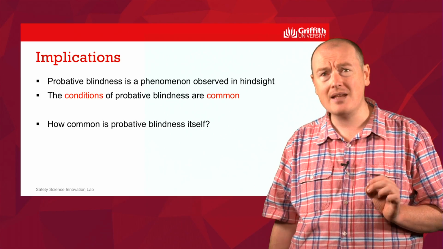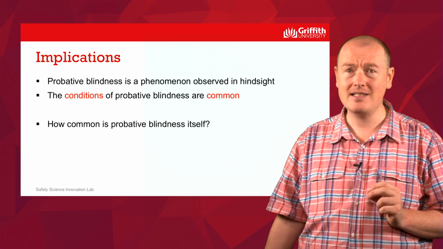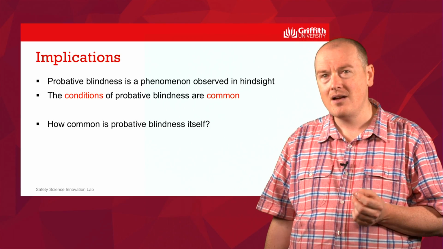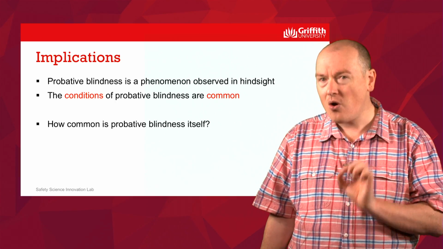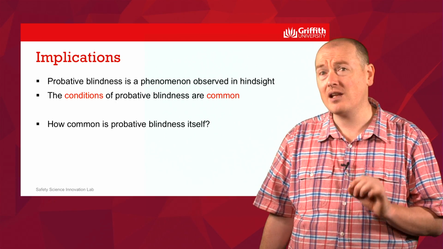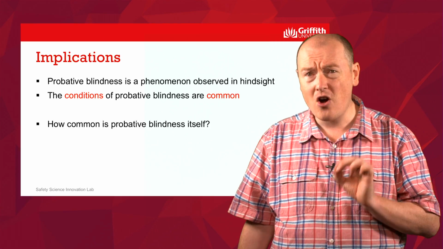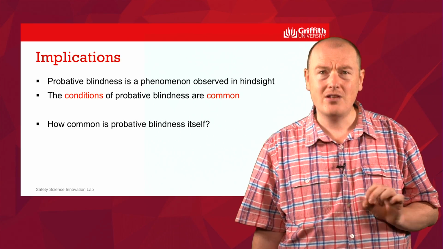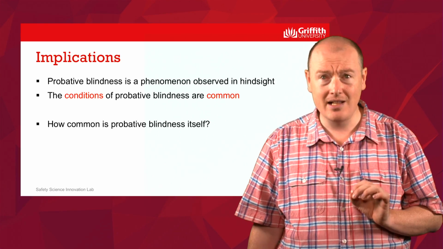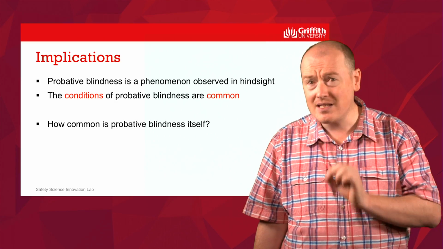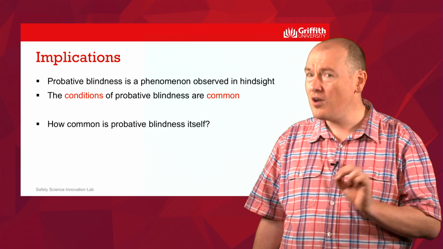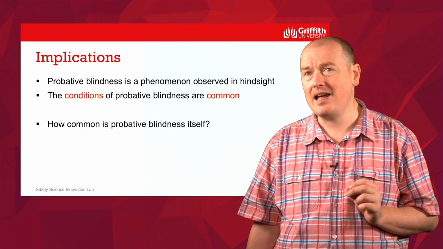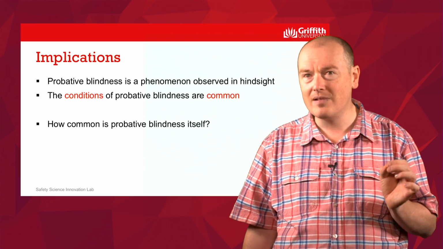So this is something that we can see fairly easily in accidents. It's very easy to go back and look in hindsight and say, look at all these times that it's happened. But the conditions, those things that cause probative blindness, those are things that are really quite common. Those things are common in very many programs, in very many designs, in very many operations. So the real question is, how common is the phenomenon itself? How commonly does risk assessment or safety activity confirm existing belief or change beliefs? And we don't really have the answer to that. We just have a rather large and rather scary question.